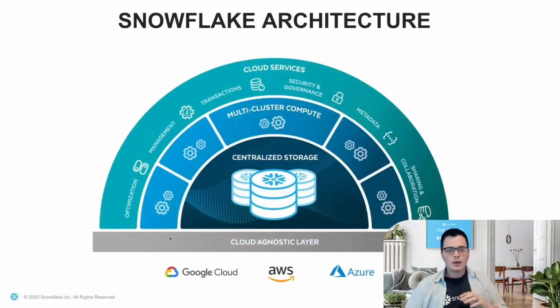And so there's a few key things to understand about the architecture behind Snowflake that makes that data cloud work. So there's 4 main layers here. As I said before, there's the cloud agnostic layer where Snowflake is able to run using the native resources of each cloud provider, GCP, AWS, or Azure.